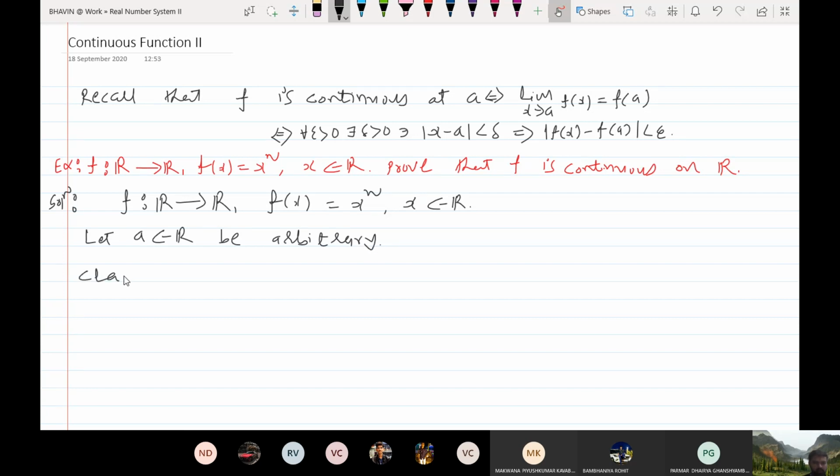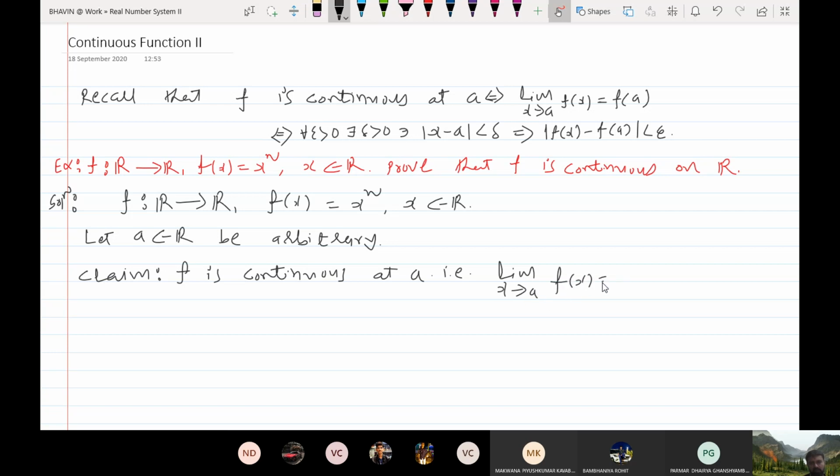What is my claim? f is continuous at a. That is, I should show that limit x tends to a, f(x) equal to f(a). From where should I begin? By taking epsilon greater than 0. Yes, so let's take epsilon greater than 0 be given.